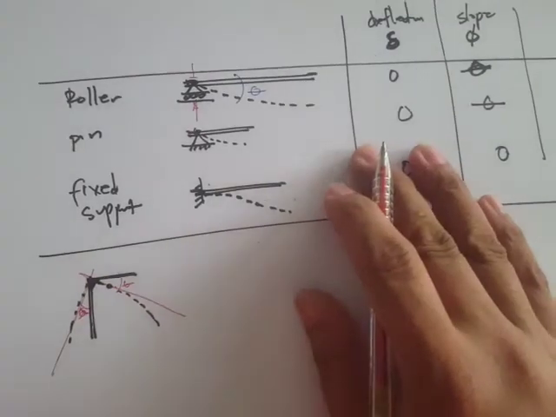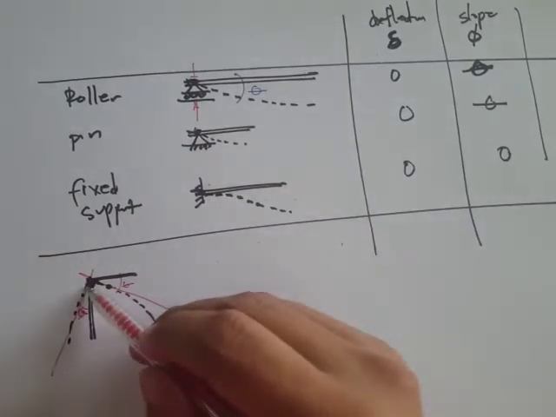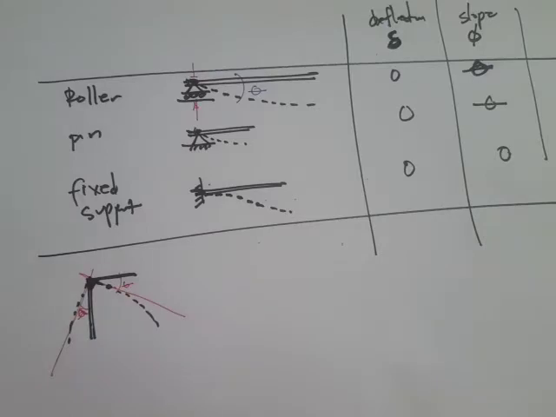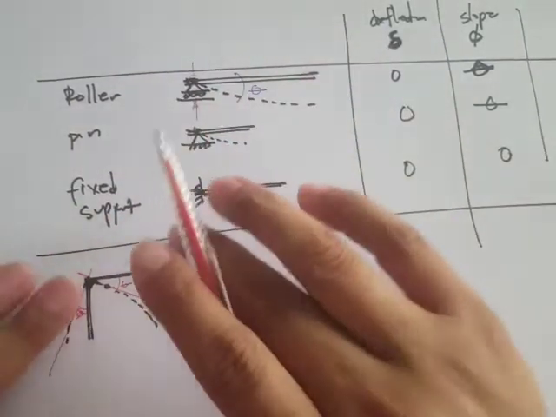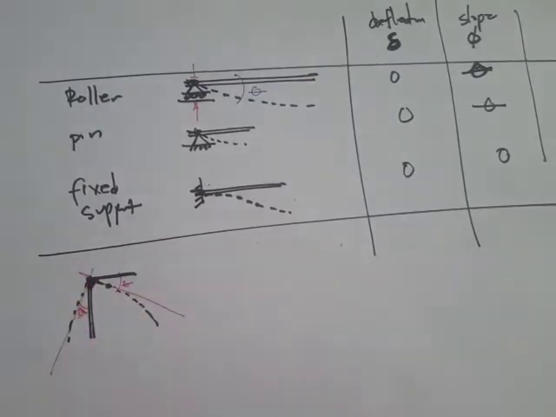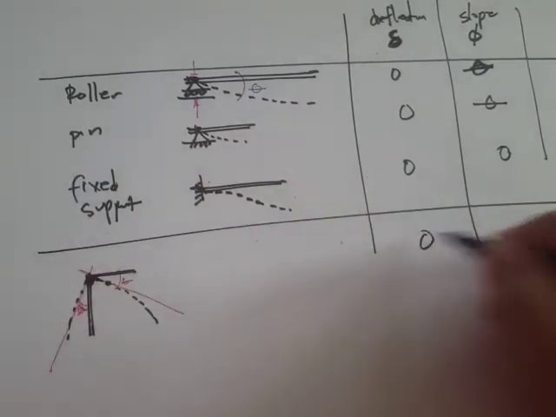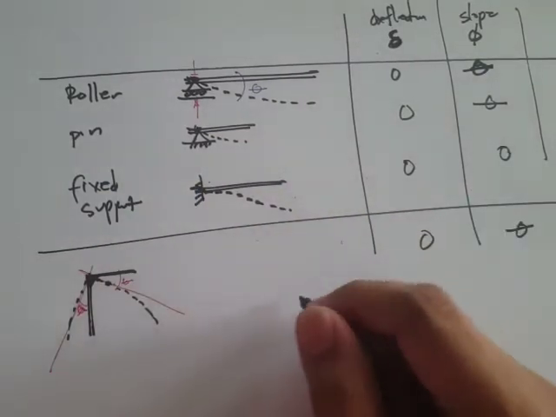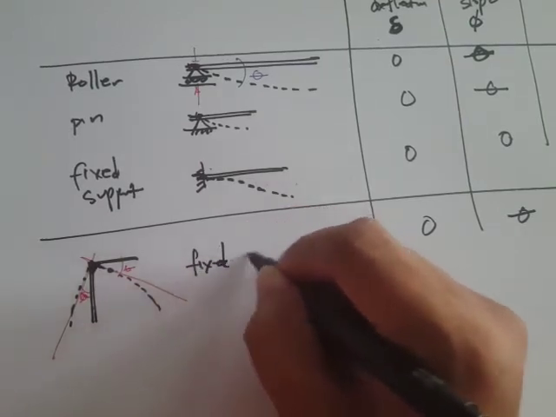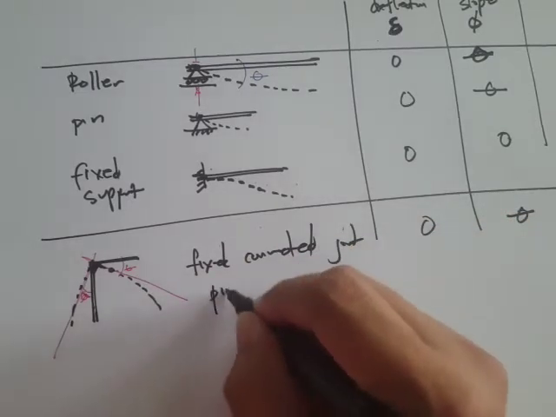Okay, so it remains this joint. It's not deflecting along the y or along the x. Of course, what I mean is the relative joint. Okay, so we have 0 here and then theta. Okay, so that's for a fixed connected joint and pin connected joint.